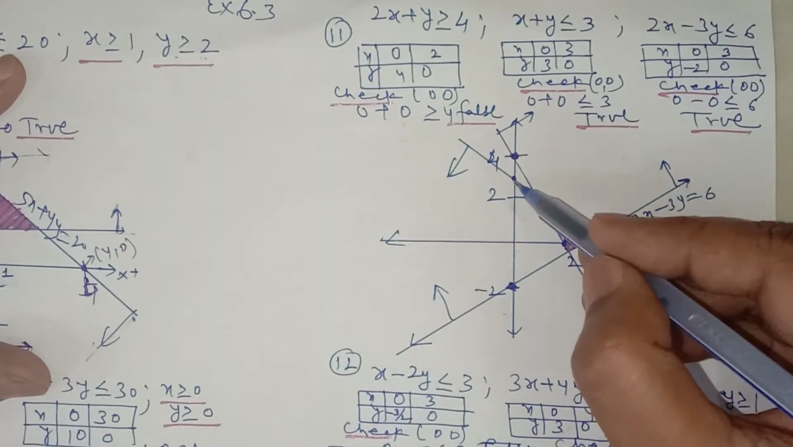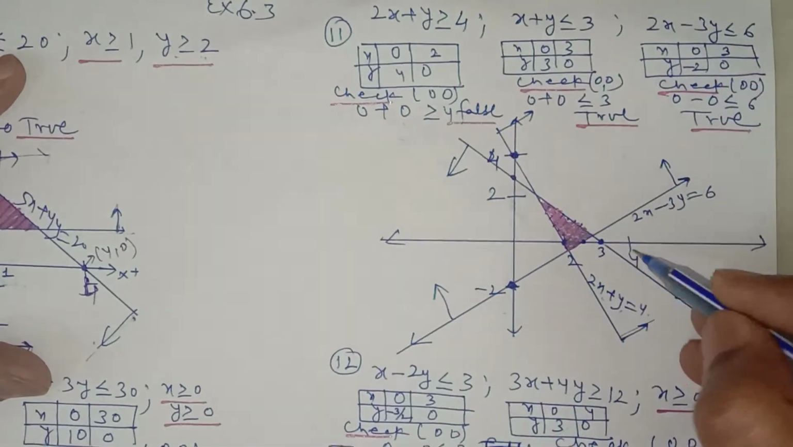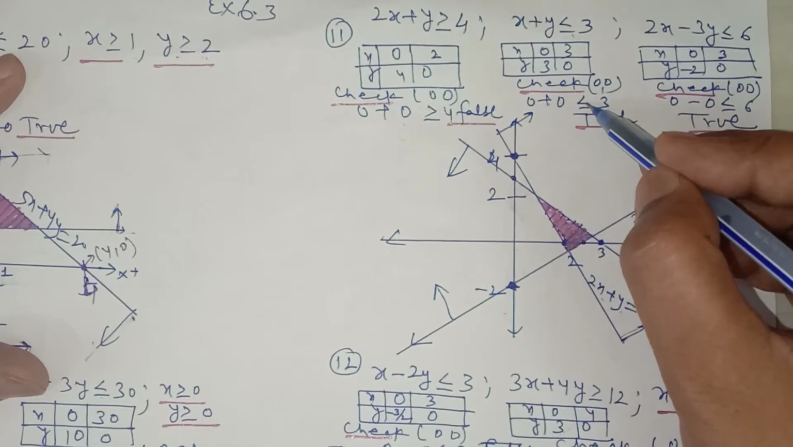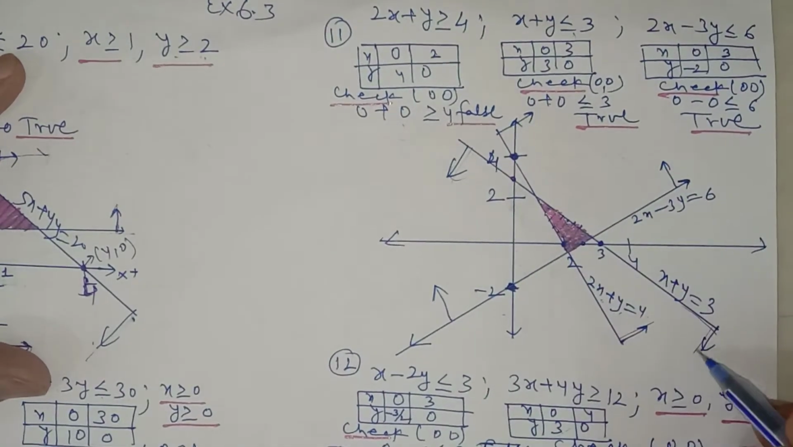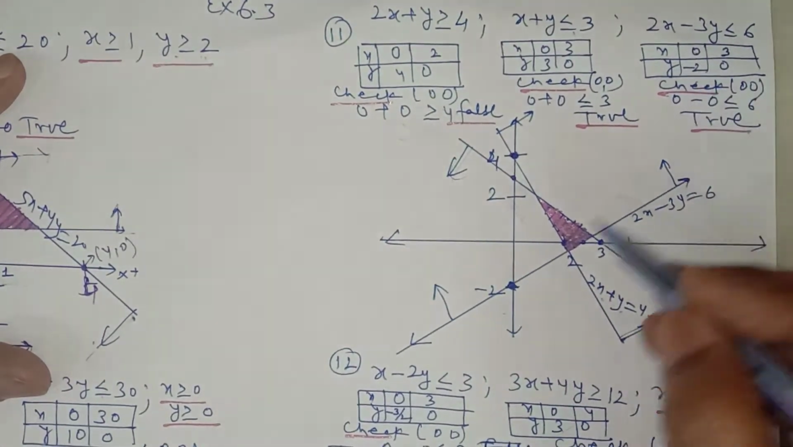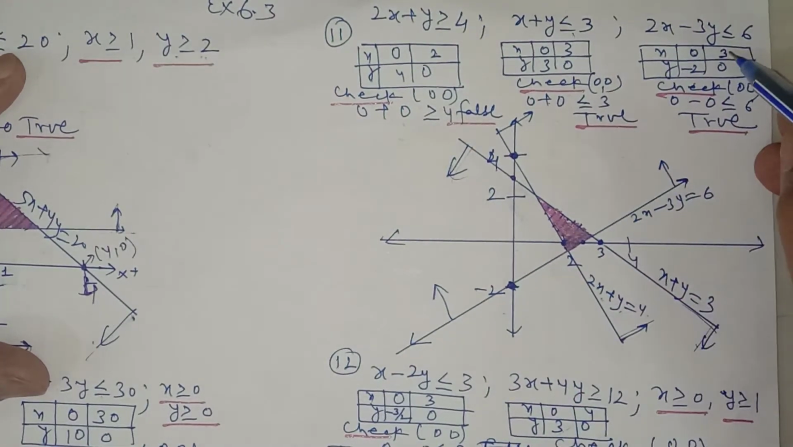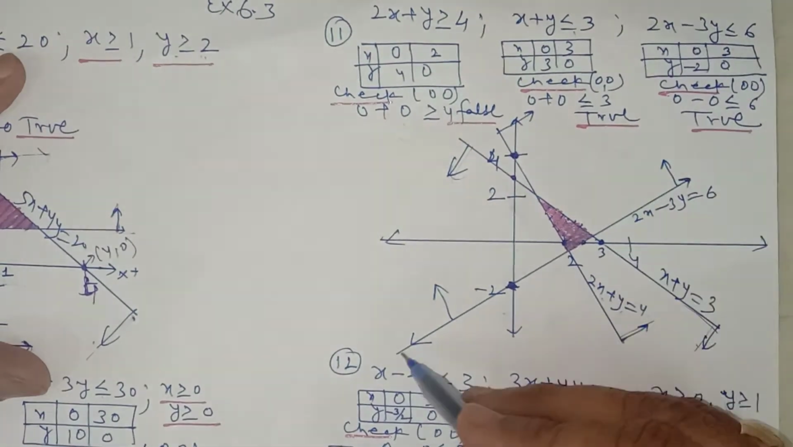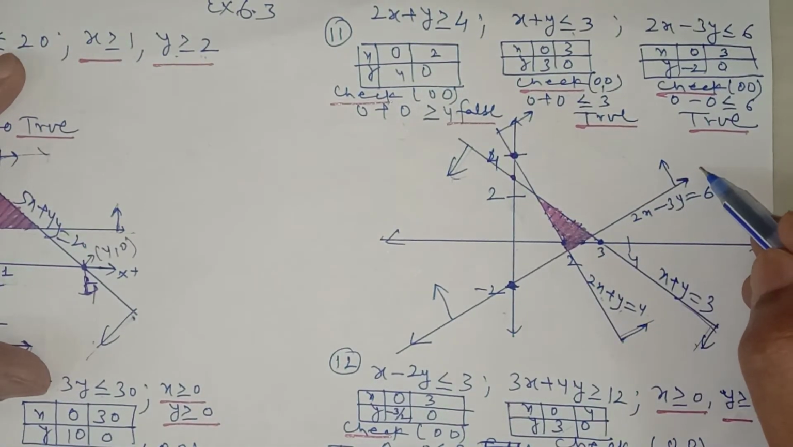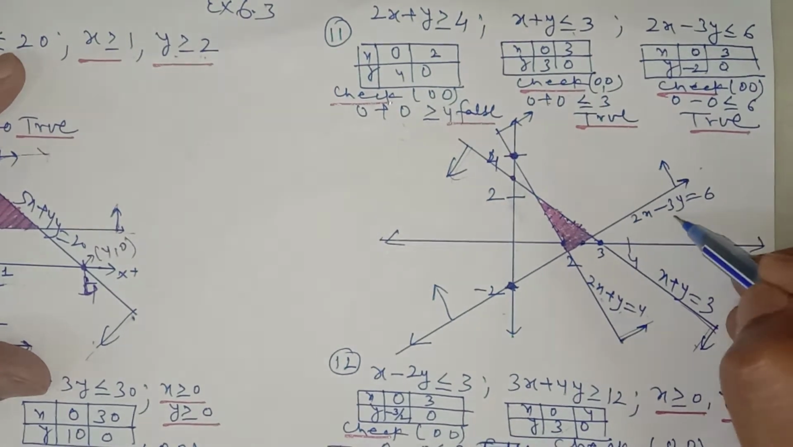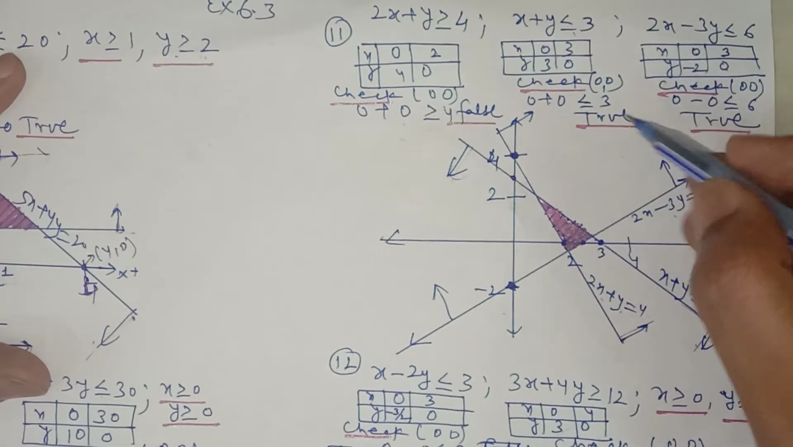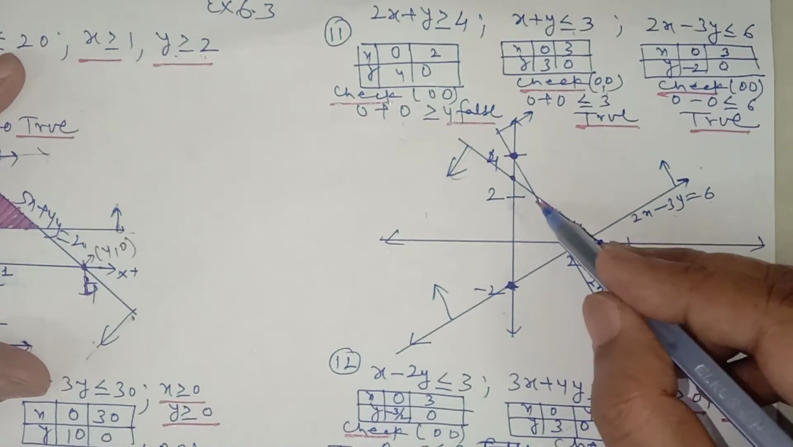x=0, y=3 is this point, x=3, y=0 is this point. Draw the line representing this equation, and because (0, 0) is the solution of this, it will be shaded towards the origin. Now for this, x=0, y=-2 is this, x=3, y=0 will be this. Draw a line passing through this. So this line represents 2x minus 3y equal to 6. This will be shaded away from this. The common shaded portion is coming out to be this.